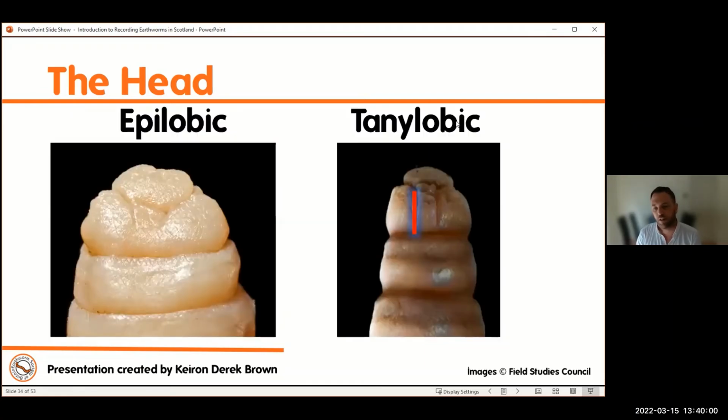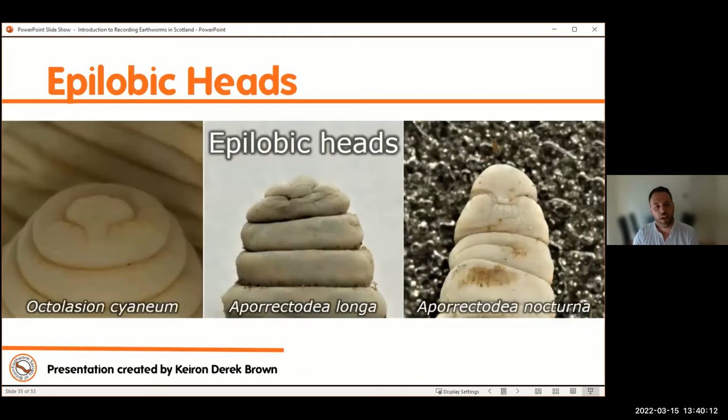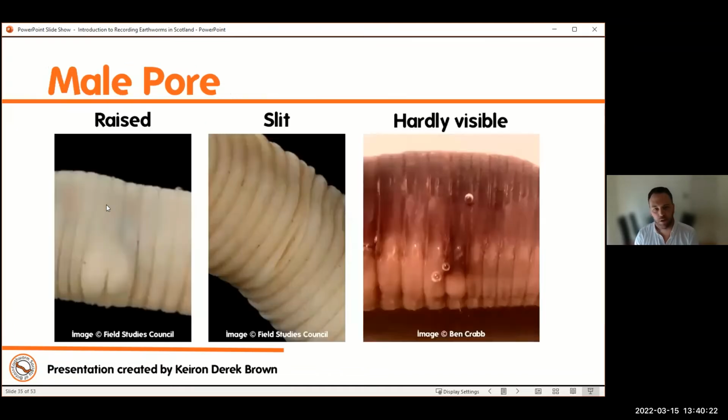And if we look at that in some real examples, we can see that the lines come part way down here and all the way down there. Not always as easy to see as that, I'm afraid. And epilobic heads can be really variable and sometimes almost impossible to see, even down the microscope. So if you can't see anything, usually that means it's epilobic.